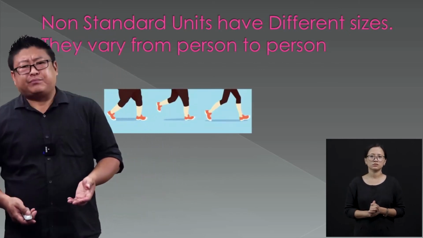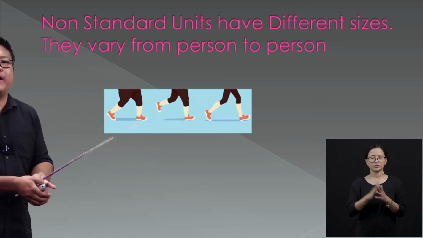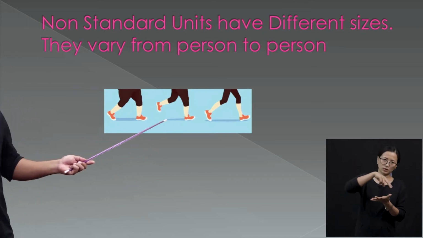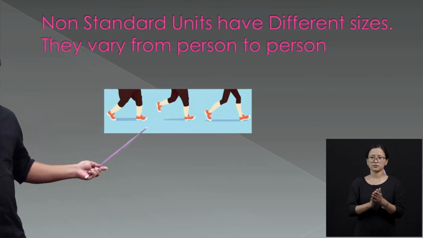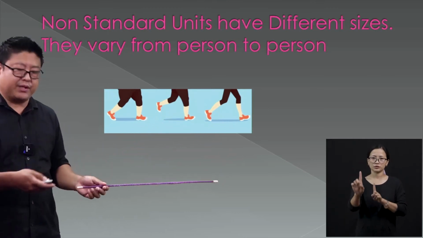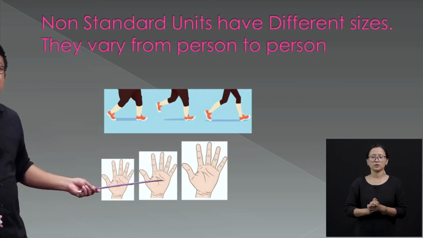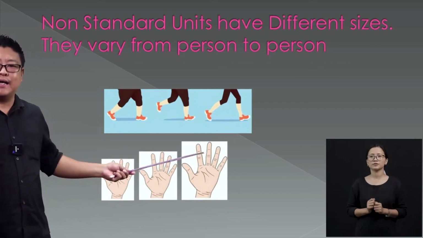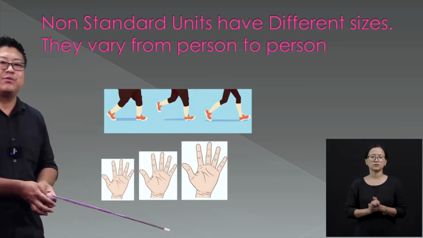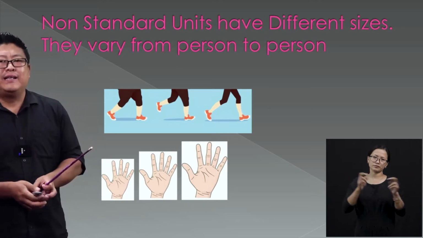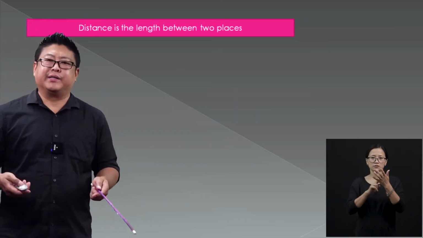Now, if you look at this, we have three different people walking at a pace. All of them have different paces, different distances, right? So these distances will vary from person to person. Another example can be your hand, your brother's hand, and your father's hand. So they will vary according to the size. The size will vary, okay? So these are the different non-standard units.